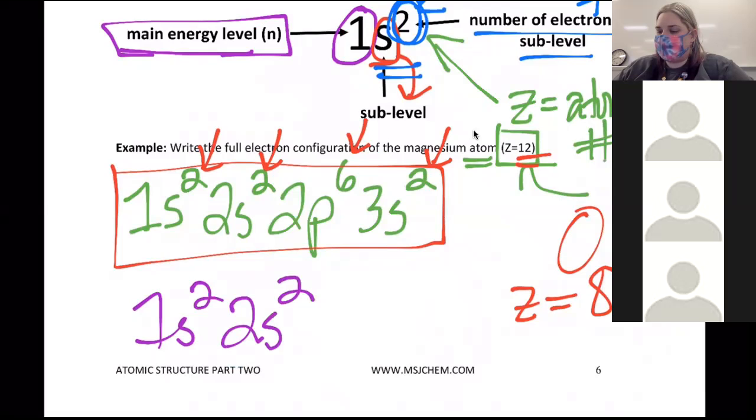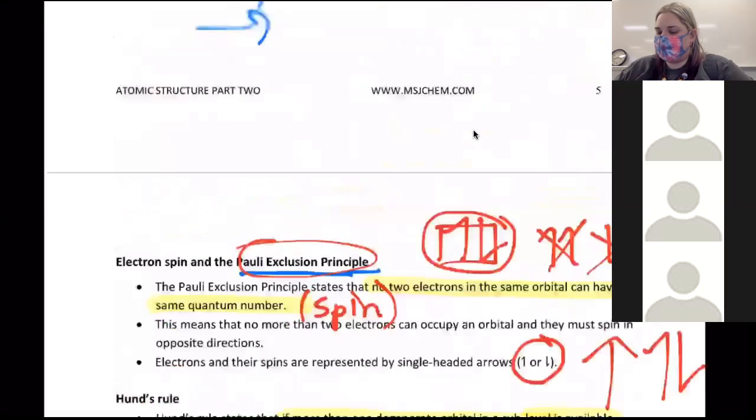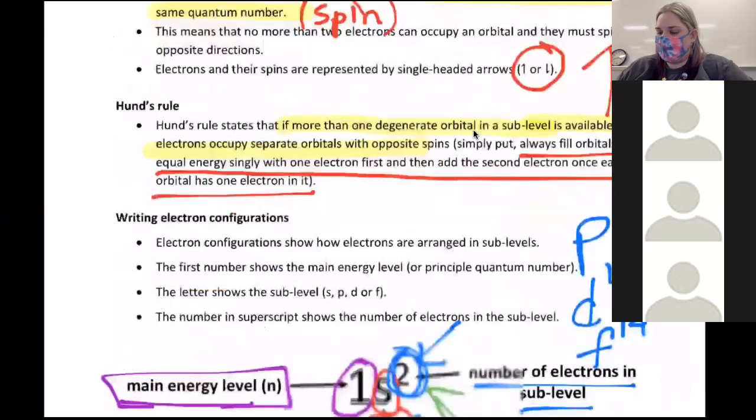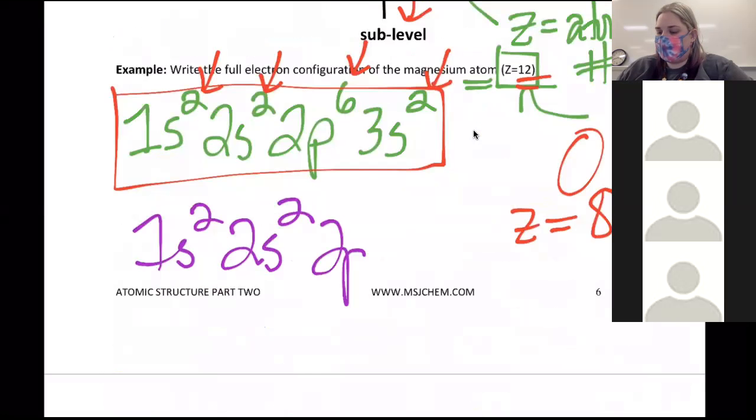So the next highest one after 2s, if I'm following this diagonal rule, would be 2p. That's the next one I get to. And p can hold up to how many? It can hold up to 6. Now, my question to you, do we need 6 in there?